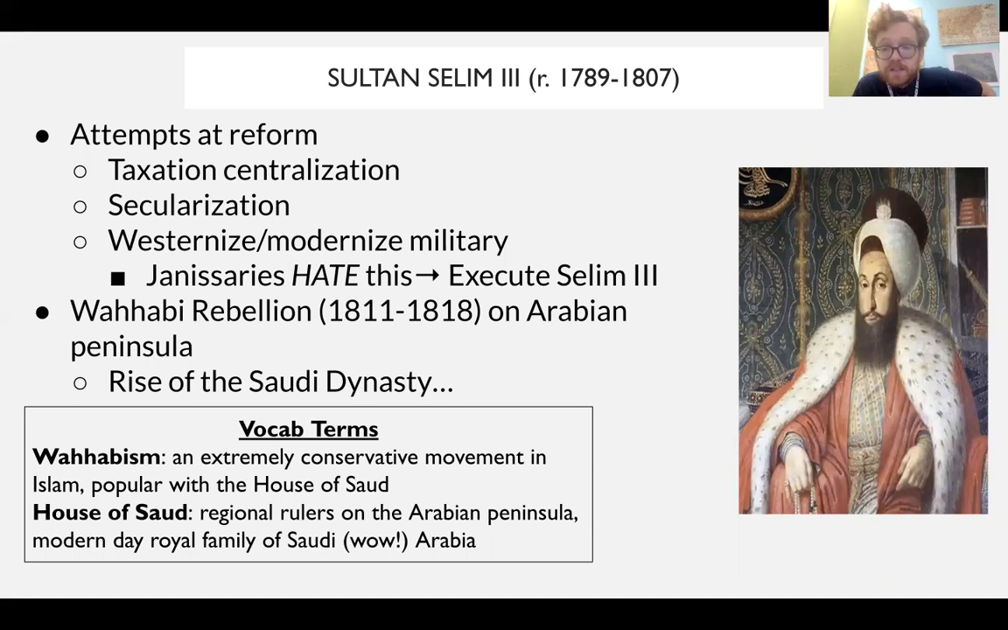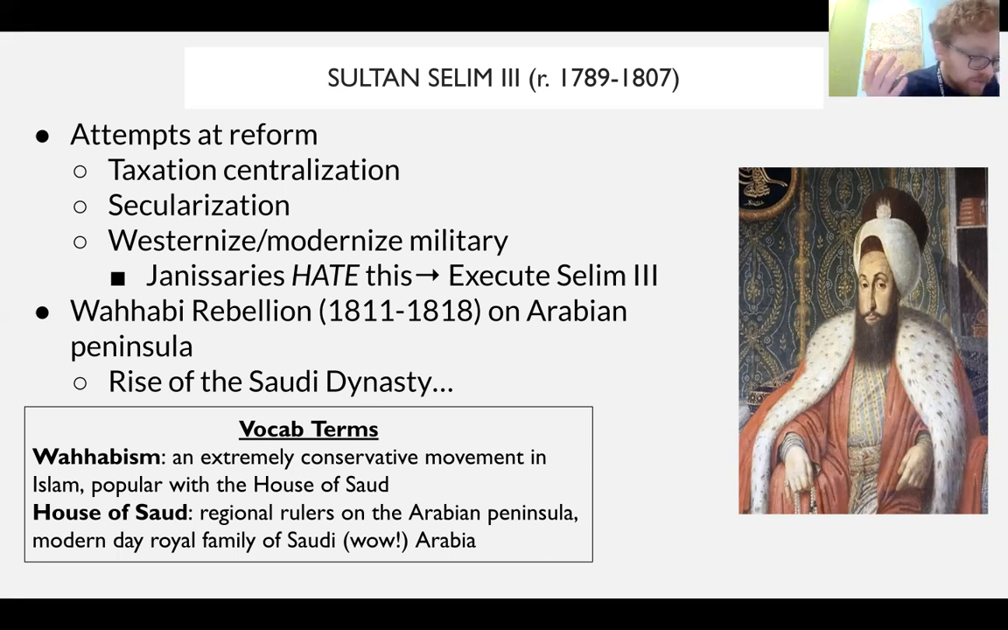So the Ottoman government is going to realize we need some changes to stay competitive with Europe. Under Sultan Selim III, we are going to see some attempts to strengthen the Ottoman political system. We are going to see attempts to westernize the Ottoman government, to adopt the so-called European model for government. We are going to see an attempt to centralize taxation so that all of that money is going to the Ottoman sultans to help strengthen the state.